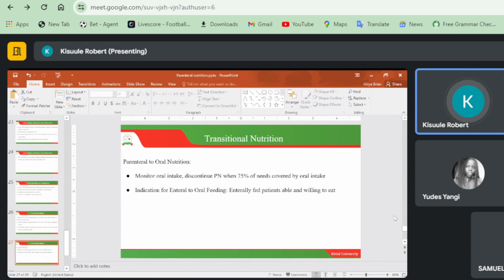Also, the indication for enteral to oral feeding is that enterally fed patients are able and willing to eat. The only issue comes with willingness. That is why, if a child is malnourished but still shows appetite, we don't enroll these people on ITP. We enroll them as OTP clients whenever they come, and we give them a two-weekly ration. I think so. It's either the RUTF or the RUSF.